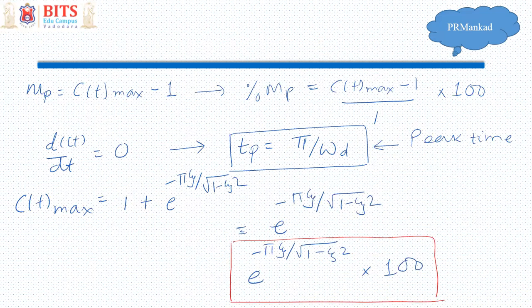So from that, using the formula, I get percentage peak overshoot as e raised to minus pi zeta over square root of 1 minus zeta square, into 100, right? So this is how you can find out percentage overshoot. We expect a system should have a very small overshoot, right? So that is the requirement.